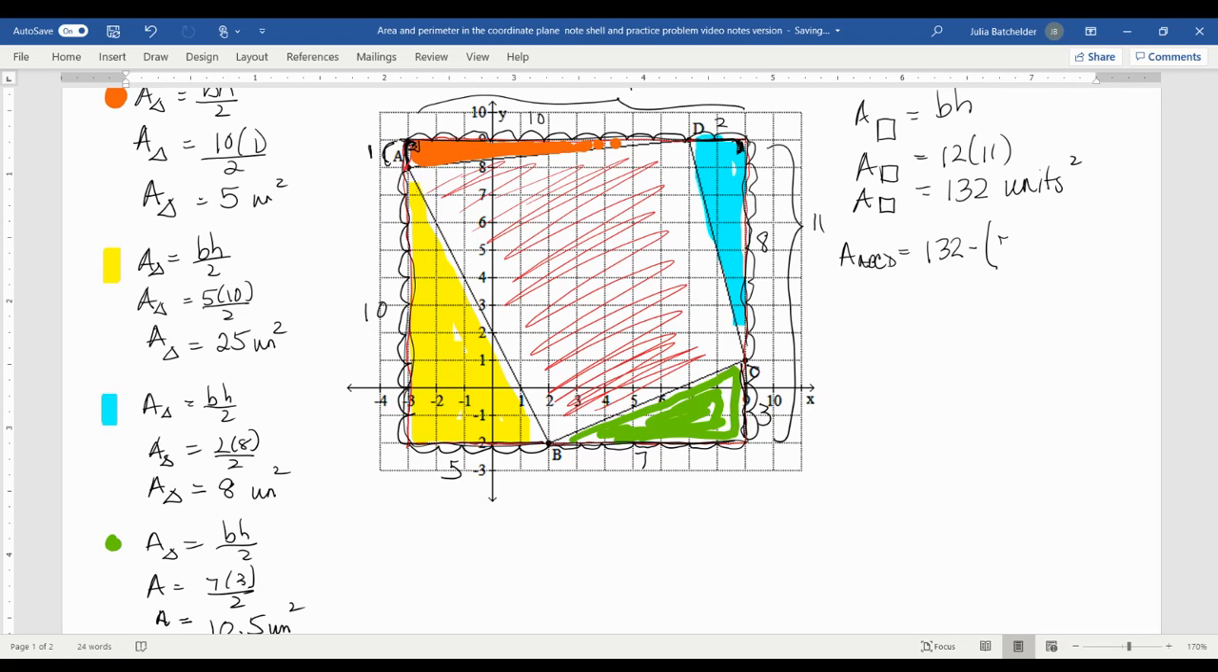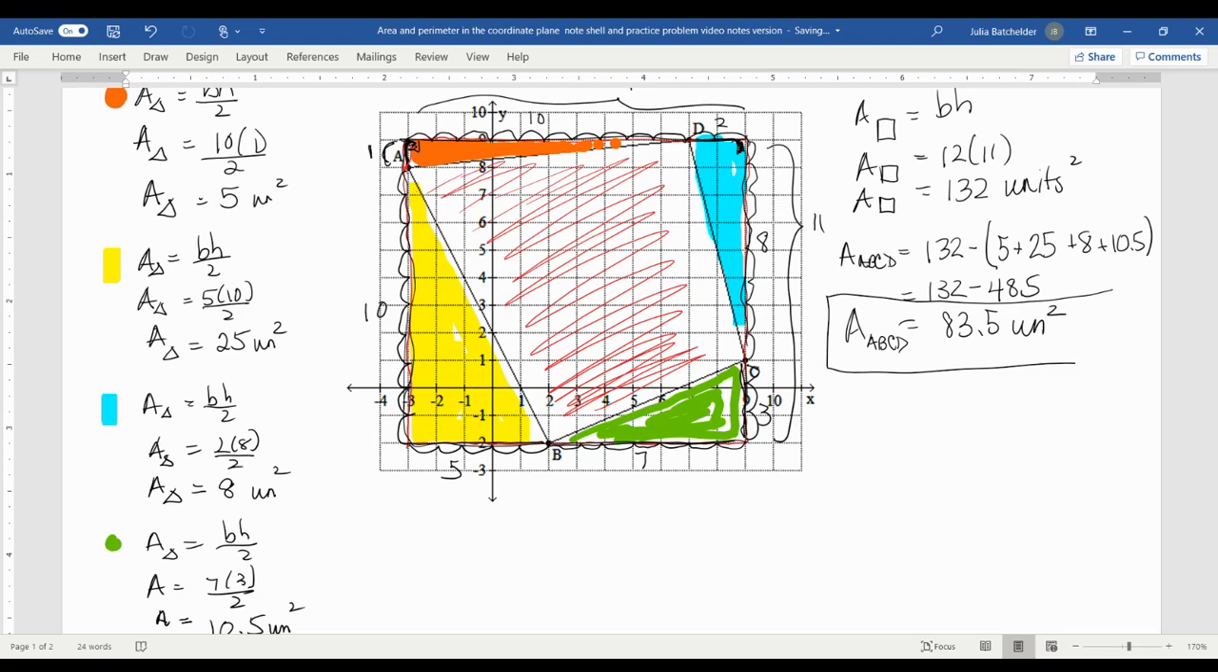So the orange part was 5. Then the yellow part was 25 square units. Blue part, 8 square units. Last snip was the green part, and that's 10.5 square units. So we add those together, 5 and 25 and 8 and 10.5 is 48.5. So 132 minus 48.5 gives us 83.5 units squared to get our area of quadrilateral ABCD.